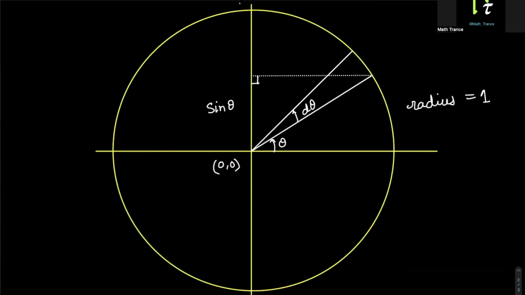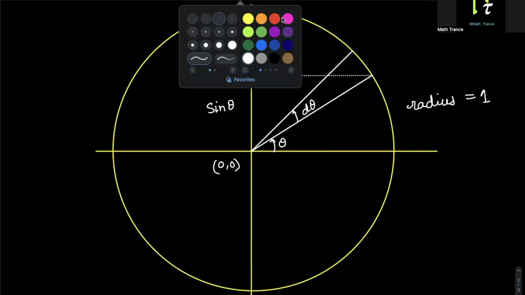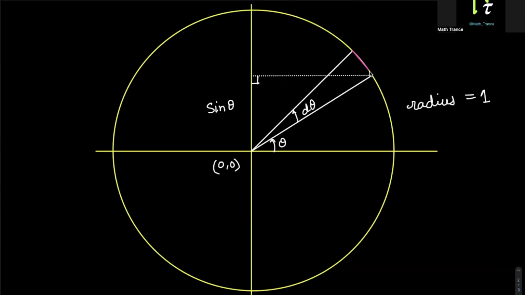If this angle is d theta, then what is this length? This length will be approximately a straight line, and as it lies on a circle, because this d theta is very small, it will be a straight line, and this is equal to r d theta, where r is equal to 1, right? So now we know that this length is equal to d theta.